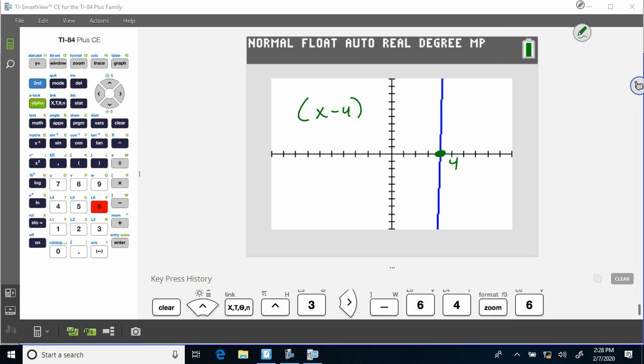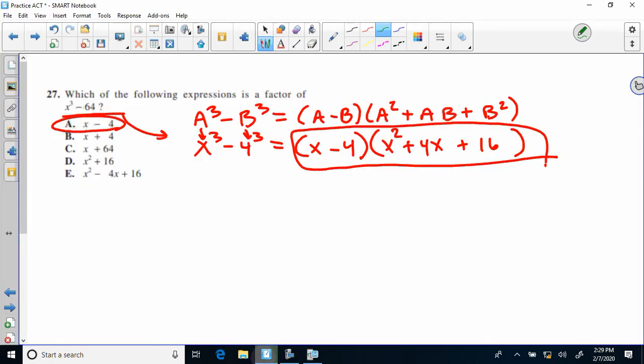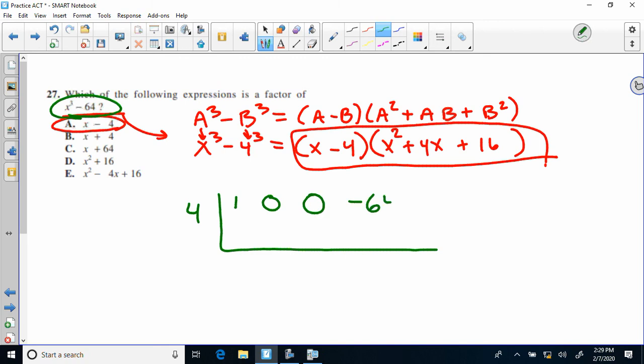If I wanted to find the other one, because sometimes they'll make you find the long one, I would say, I know 4 works, because I graphed it, and I'd come back here. If 4 works, I can synthetically divide into this to get the rest of them. So I have an x cubed, which is 1. I don't have an x squared, that's 0. I did not have an x to the first, that's 0. And then I have a negative 64, because I have to have a leading coefficient for every power. Then you would synthetically divide: you drop your 1, you get 4 times 4 is 16, add those and get 16, multiply those and get 0.